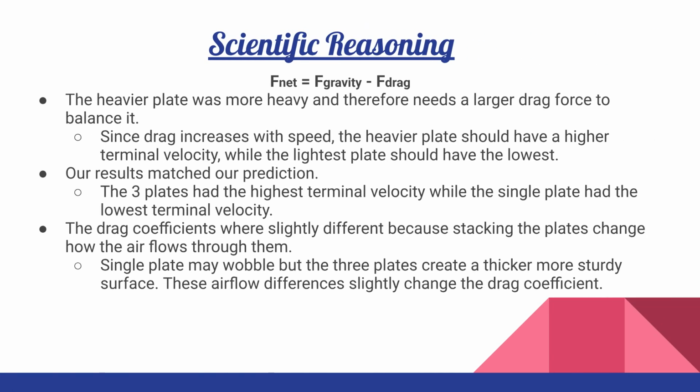Using F net equals F gravity minus F drag, heavier plates required a higher speed to reach enough drag force to balance gravity. That's why 3 plates reached the highest terminal velocity and 1 plate the lowest. Small drag differences came from airflow changes when plates were stacked.